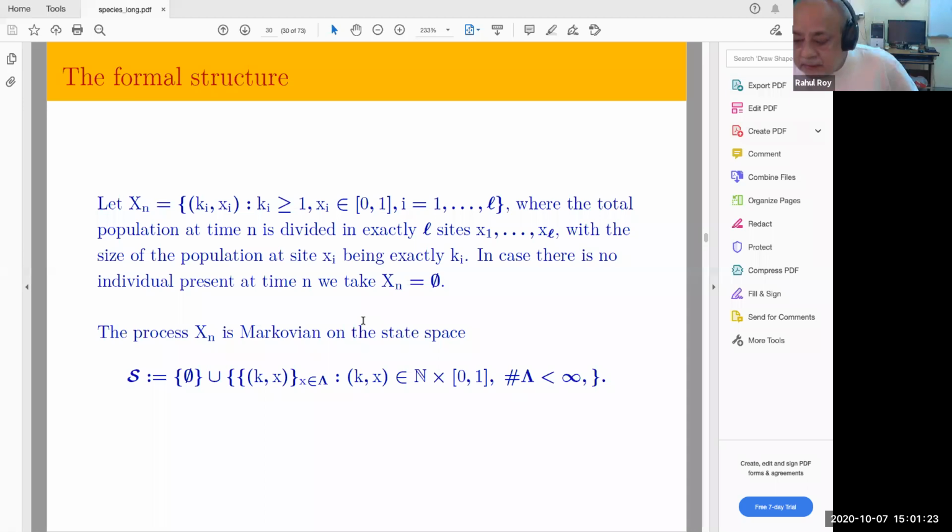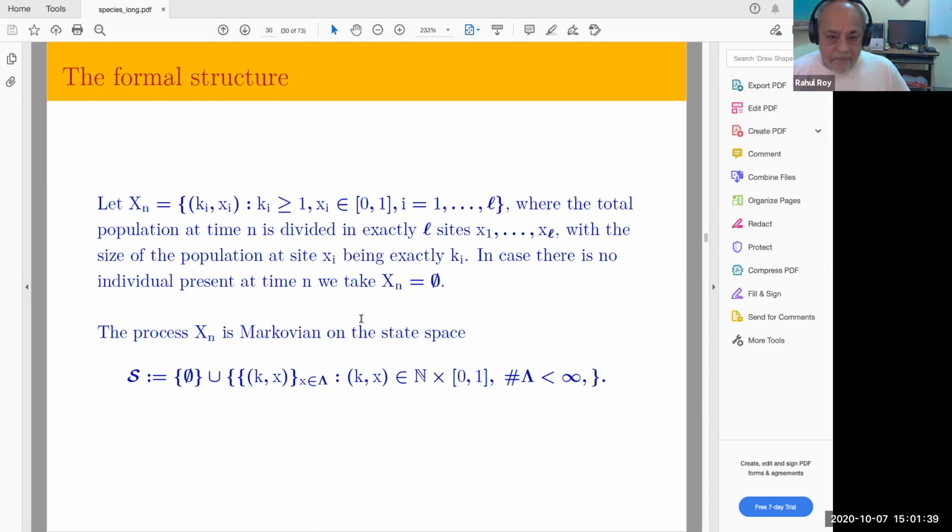So let me spend another 10 or 12 minutes on this formal structure of our model. And then in the second part, we will talk about the proofs.